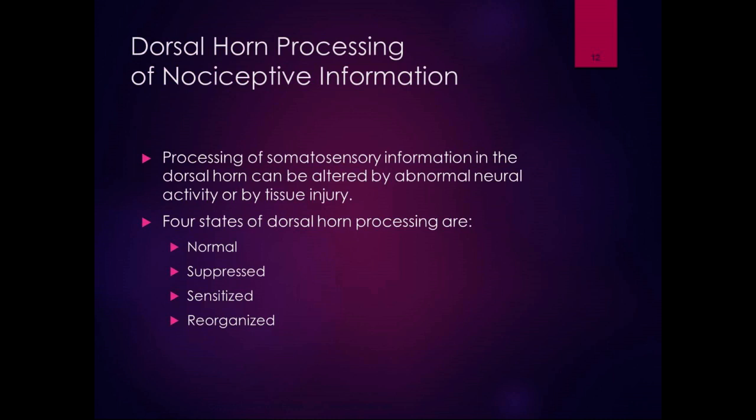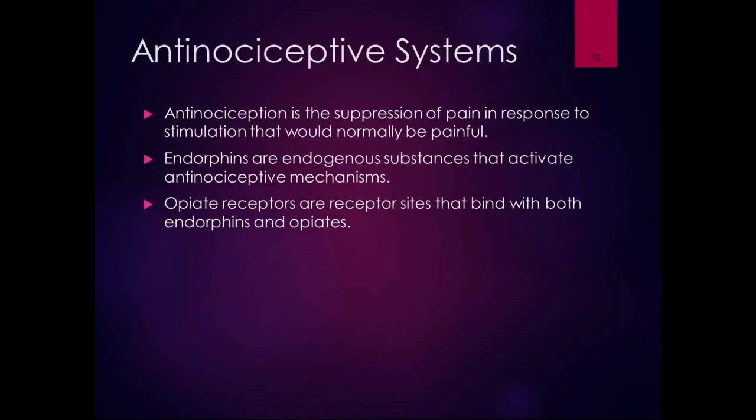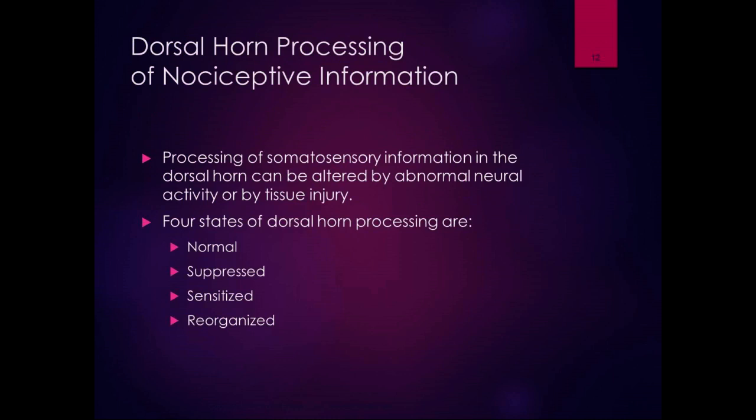So the processing of somatosensory information in the dorsal horn can be altered by abnormal neural activity or by tissue injury. So the 4 states of dorsal horn processing are normal, we like that, suppressed, sensitized, or reorganized. So normal is what we normally have. The sensory information comes into the dorsal horn, it goes up, it synapses with the second order neuron, which goes up the dorsal column or the spinothalamic tract in the anterolateral column, to the midbrain, where it synapses with the third order neuron, which goes to the cerebral cortex.